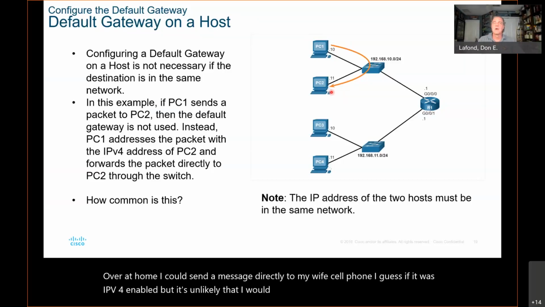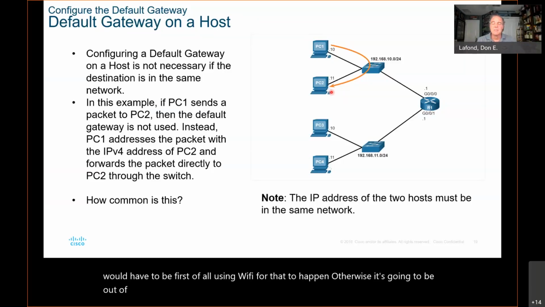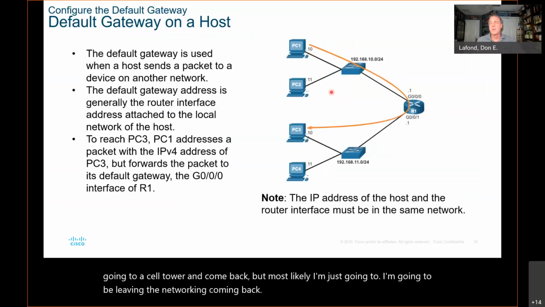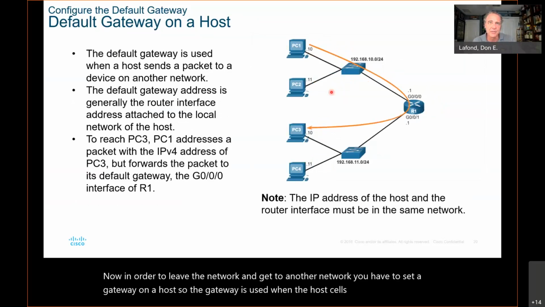I would probably go out, well, I would have to be, first of all, using Wi-Fi for that to happen. Otherwise, it's going to go out to a cell tower and come back. But most likely, I'm going to be leaving the network and coming back. Now, in order to leave the network and get to another network, you have to set a gateway on a host. So, the gateway is used when the host sends packets to another device or network.